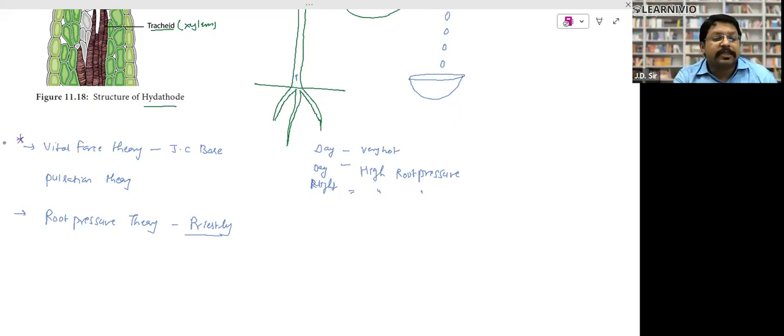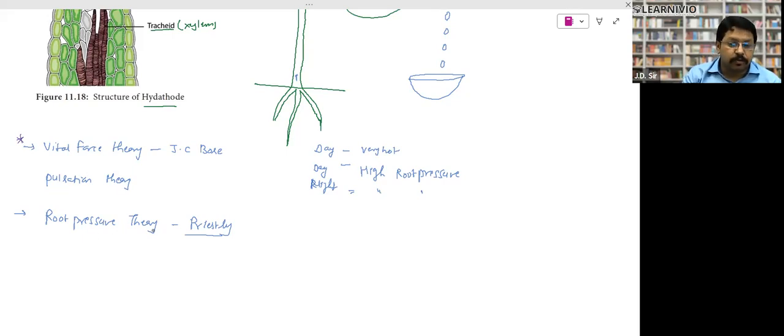So there was a scientist, J.C. Bose, Jagdish Chandra Basu. He explained it through the vital force theory. According to the vital force theory, there is a living force which pushes the water upward. The same theory is also known as the pulsation theory. What you have to remember is who gave the vital force theory. Vital force theory was given by J.C. Bose. I have written it over here.